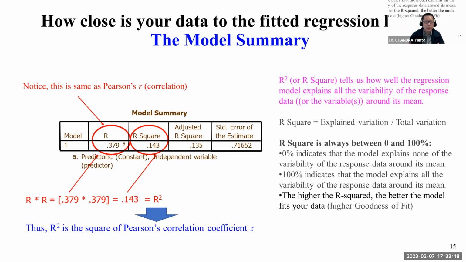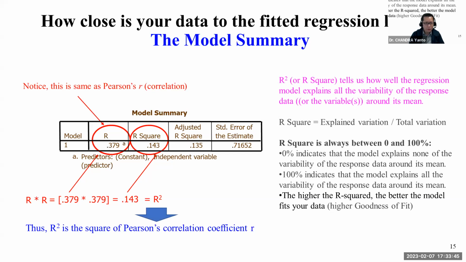R square is always between 0 and 1, or 0 to 100%. 1 is the highest, which means that if you have a value of 1.0, every 1 unit increase of the independent variable will be followed by 1 unit increase of the dependent variable.